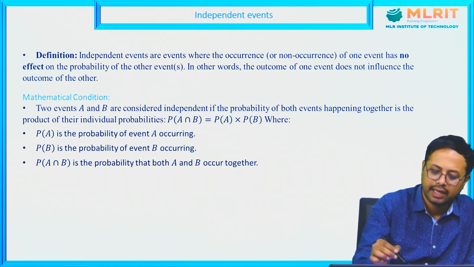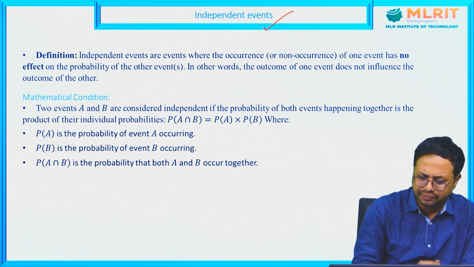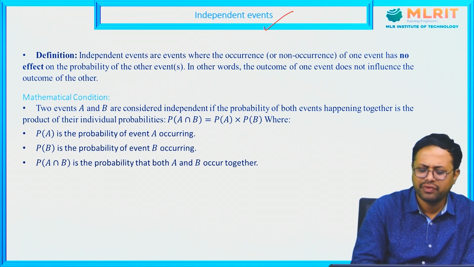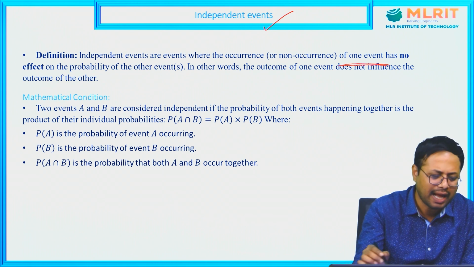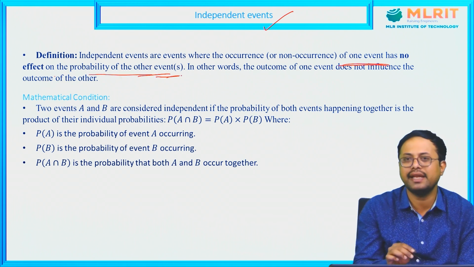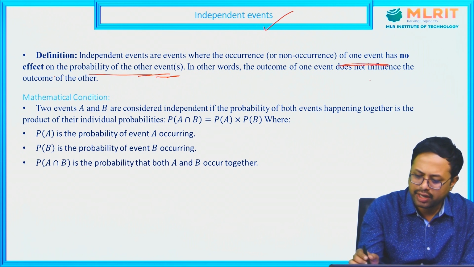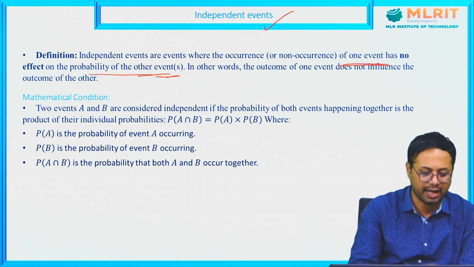Now next, independent events. What are independent events? These are events where the occurrence of one event has no effect on the probability of occurrence of another event. Meaning one is not influencing the other. We'll go through examples so you'll have some clarity.